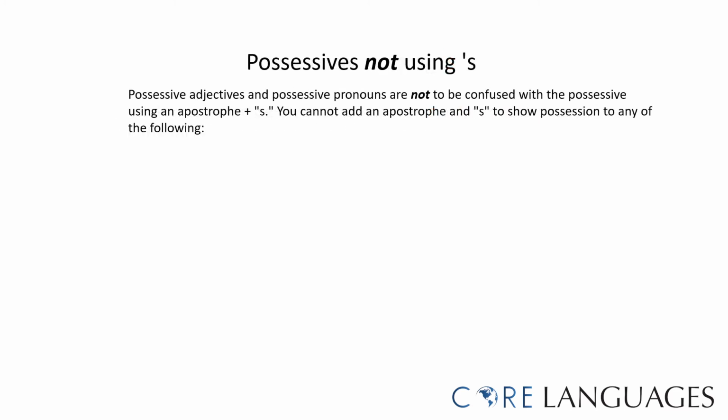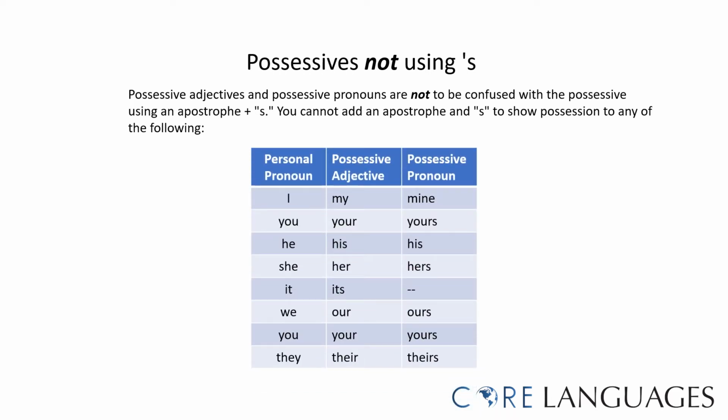When using the possessive adjectives or possessive pronouns, we do not use apostrophe S. Here are the possessive adjectives and pronouns. My, your, his, her, its, our, your, and their. Mine, yours, his, hers, ours, yours, and theirs.